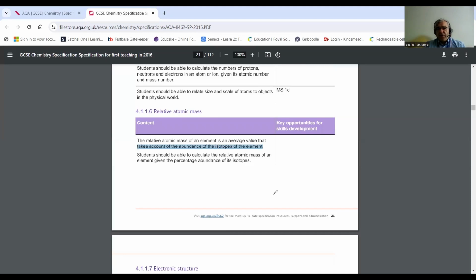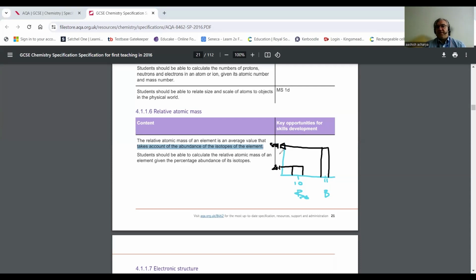So suppose you looked at a bar chart for boron. You'd notice that boron has two isotopes, one at boron 10 and the other at boron 11, and they have an abundance of approximately 20% for boron 10 and about 80% for boron 11.